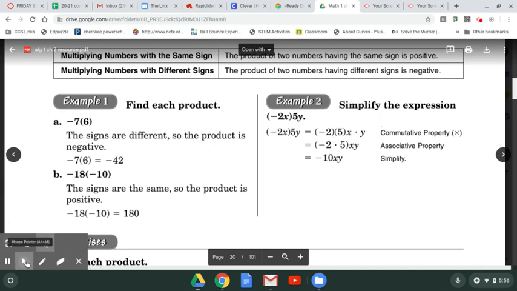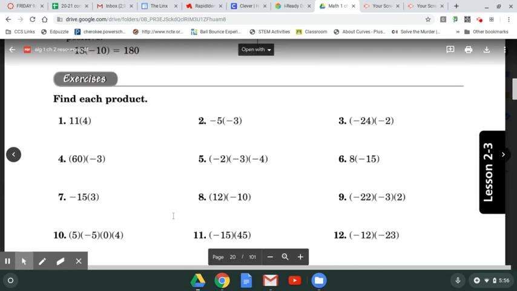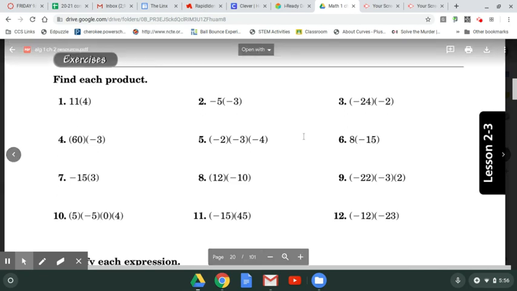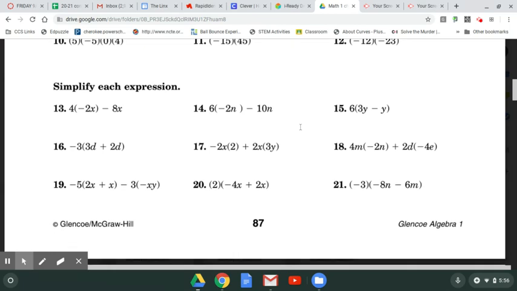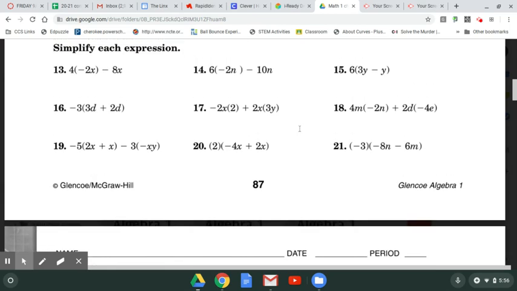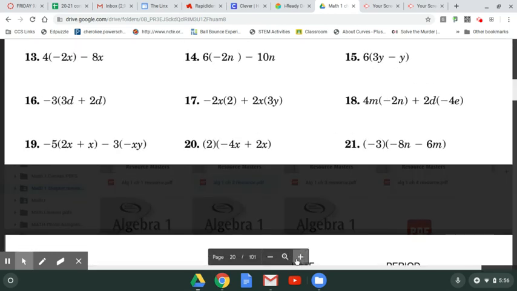Let's move on. These are just numbers, and you did that to great extents last year. I don't even think you need review on that. Okay, let's go straight into simplifying these expressions here.